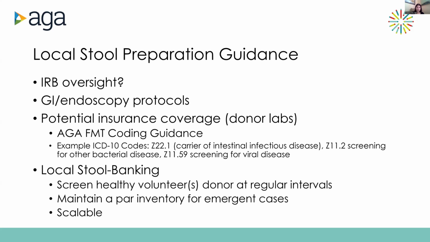You might have a local bank, a small freezer where you could keep an inventory for emergent cases, and you can scale that up depending on how many you anticipate you're going to be doing per year. If you're doing 10 or more FMTs a year, for severe fulminant cases, that might be worth your while.